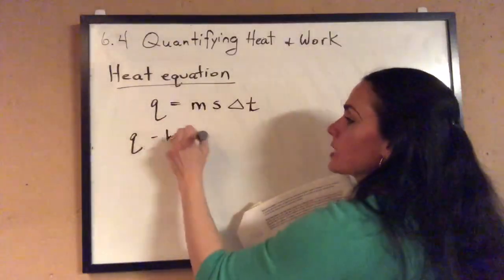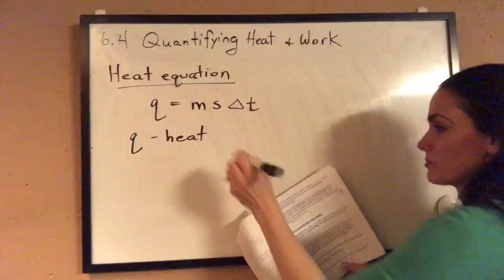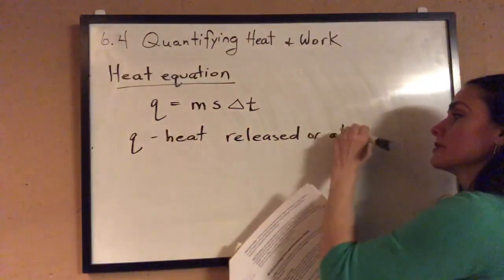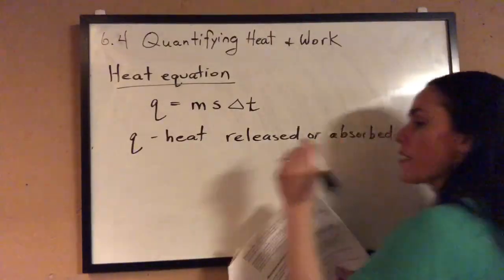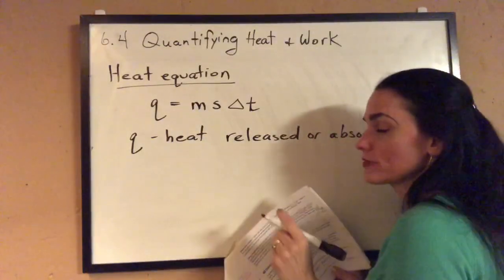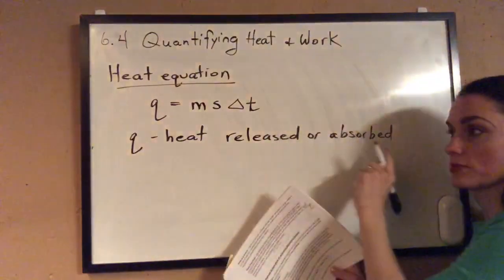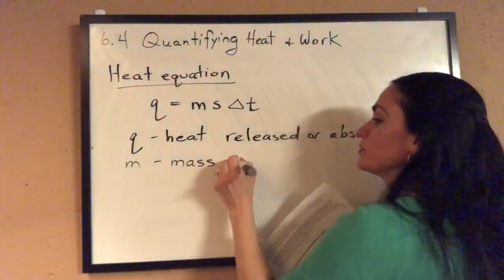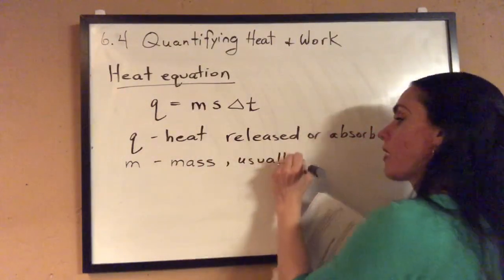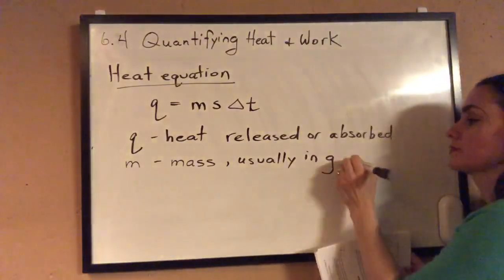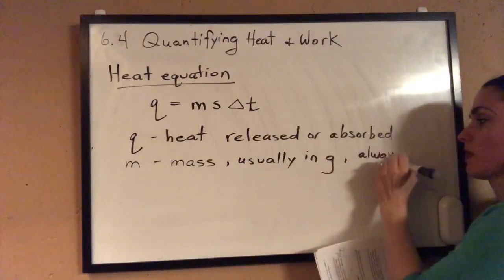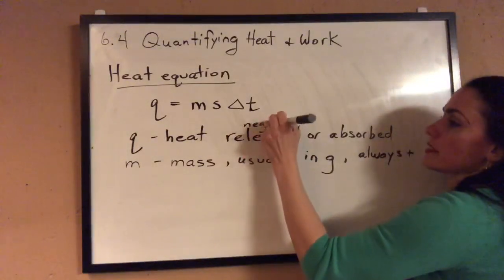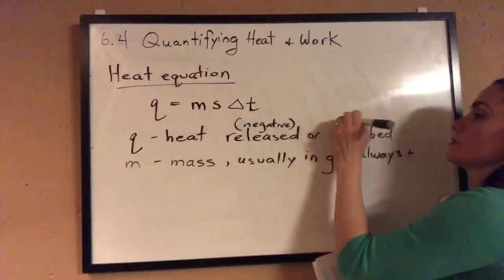Q is the heat released or absorbed. Its value can be positive or negative depending on if it's released or absorbed. Mass is usually in grams, and it's always positive. Here, if it's released, it's negative. If it's absorbed, it's positive.